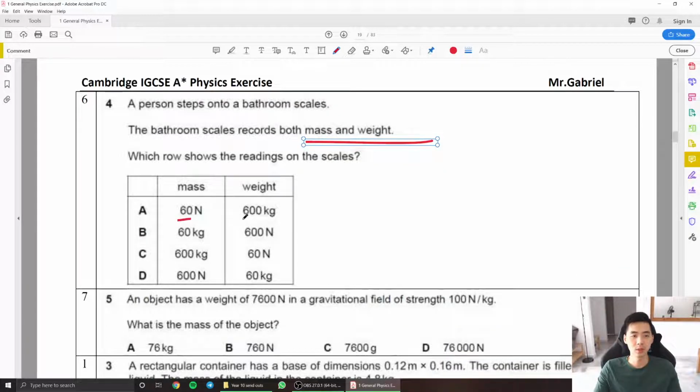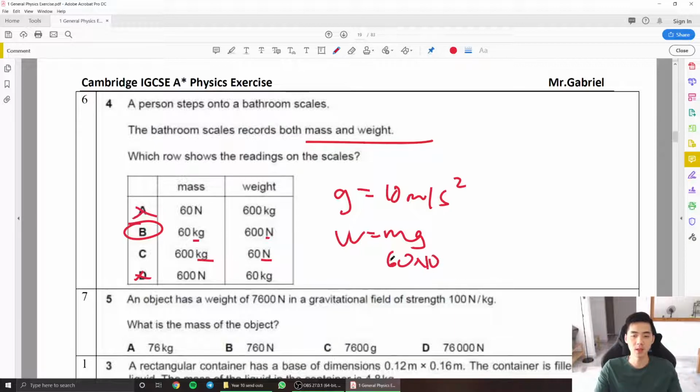16 newtons, 600 kg. The units are not even correct. Anything with the wrong units is automatically wrong. 600 kg, 60 kg equals to 600 newtons. That is definitely true because gravitational field is somewhere around 10 meters per second square, right? So W equals to mg.